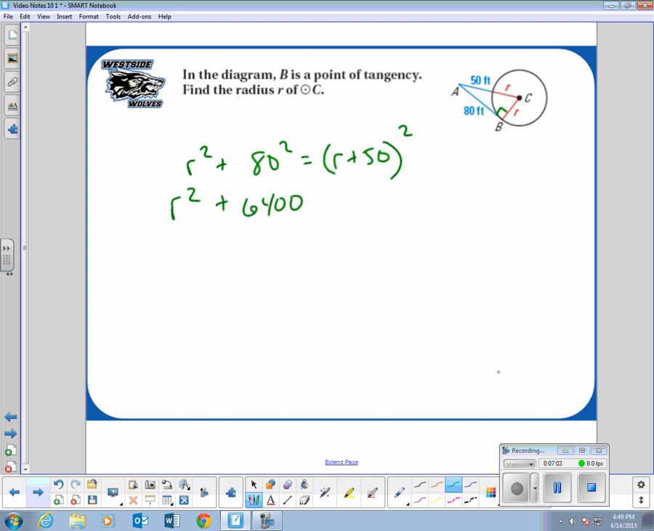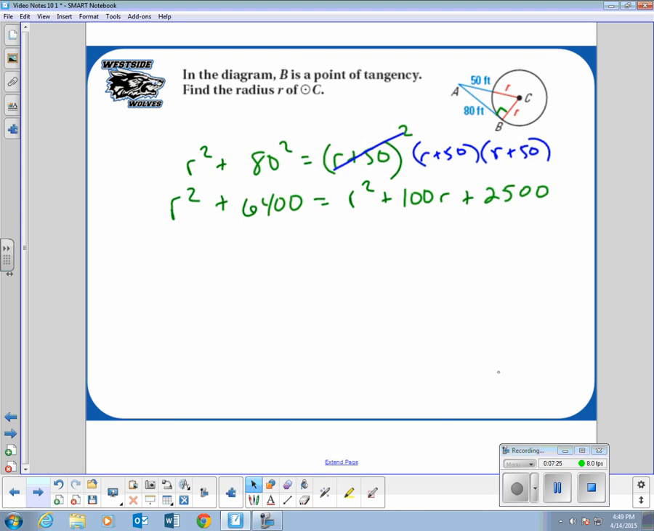This is 6,400. This is going to be r squared plus 100r plus 2,500. Remember that you have to take this out of here and say r plus 50 times r plus 50 and FOIL it out. In other words, you're not going to get the correct answer otherwise. When I start solving this, if you want to pause the video and solve this and then check afterward, that'd be probably a good thing for you to make sure you know what you're doing.